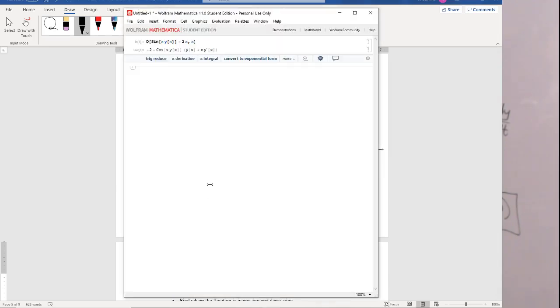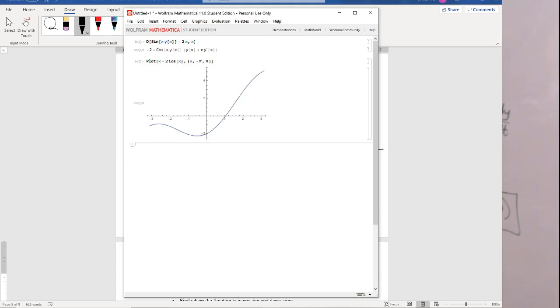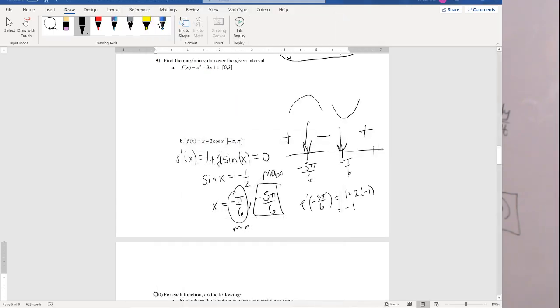And since I have it open, we can plot that. So plot x minus 2 cosine of x with respect to x. Okay. So this should be minus 5 pi over 6 here. That should be minus pi over 6. And this is a local max. This is a local min. Looks good. Everybody good with that one?